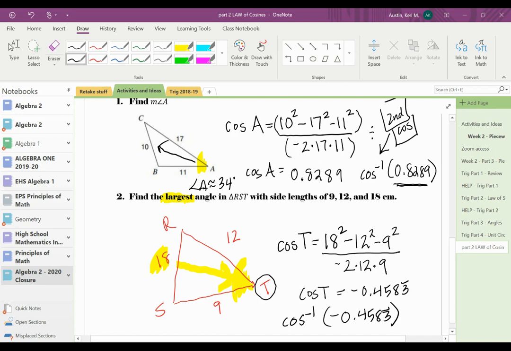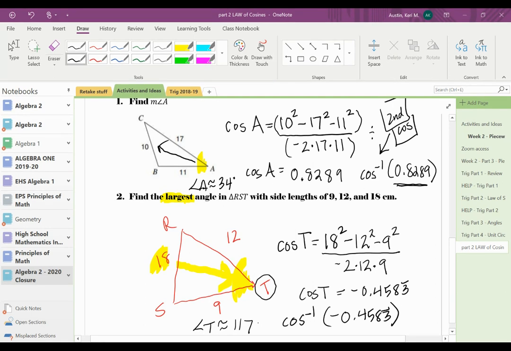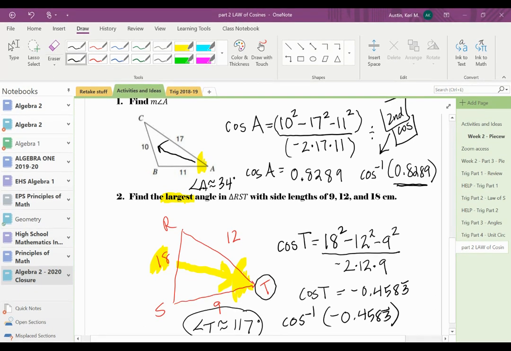And so this angle, which I called angle T, is approximately 117 degrees, the largest angle. Some students might find them all and then see which one is the largest, but you want to be an efficient mathematician and remember the largest angle is across from the largest side. If they had asked me for the smallest angle, that would have been the one across from 9. I hope this helps you find the missing angles in a non-right triangle.